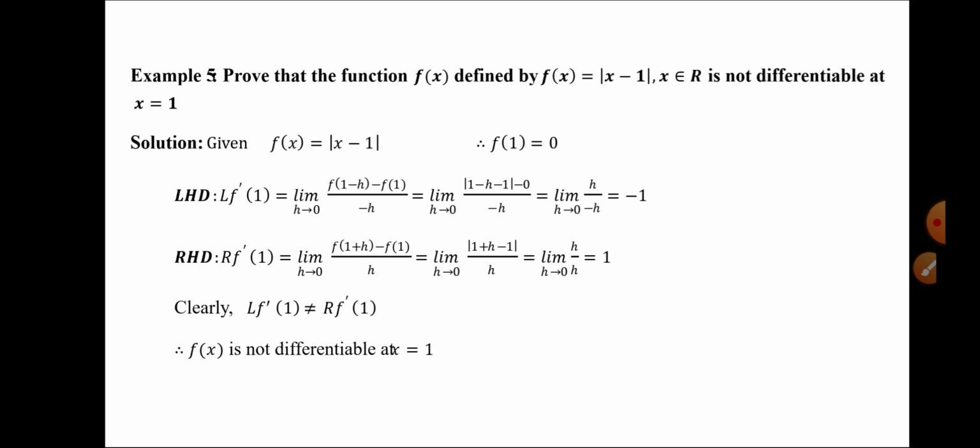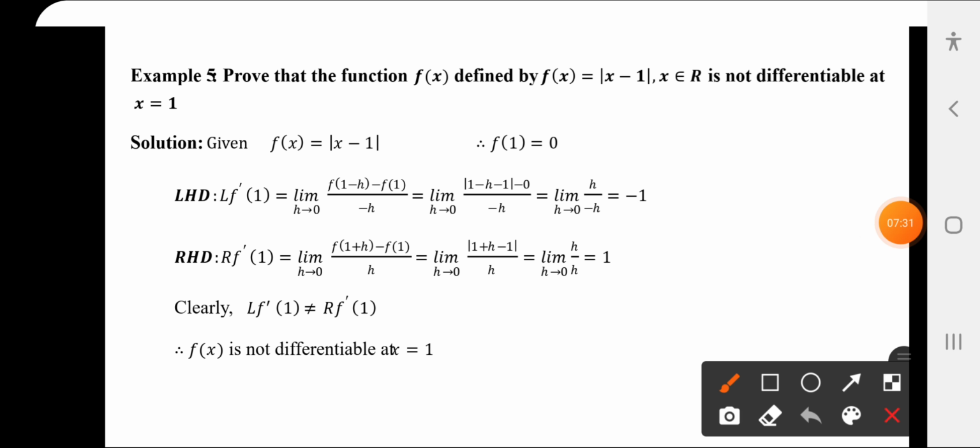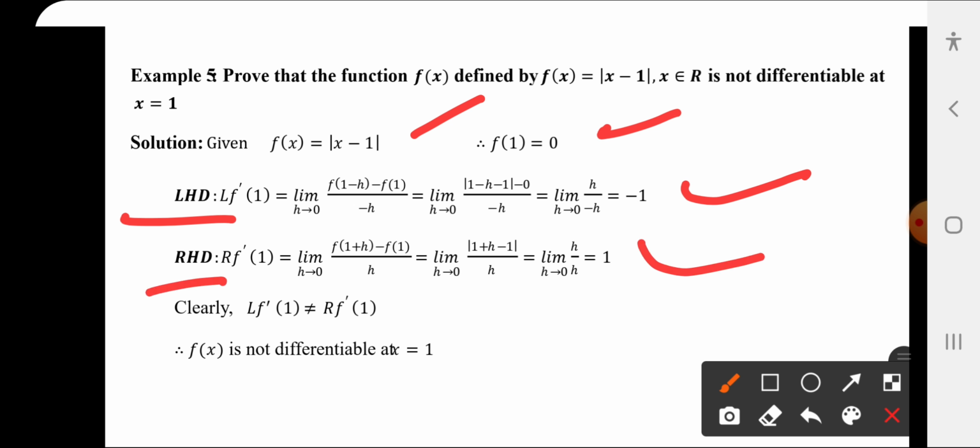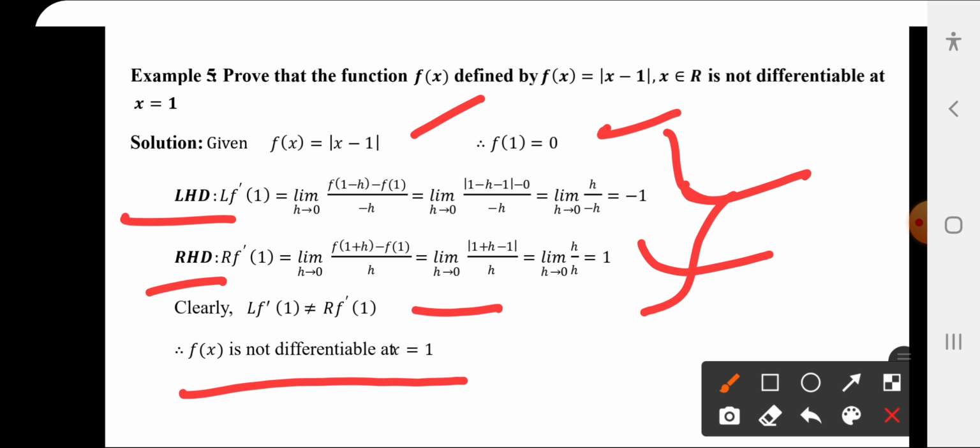Consider the function f of x equal to x minus 1 times modulus of x minus 1, where x belongs to R. It is not differentiable at x equal to 1. The given function is f of x equal to x minus 1, f of 1 is 0, the left hand derivative is minus 1, the right hand derivative is 1. Both exist but are not equal, and hence the function is not differentiable at x equal to 1.